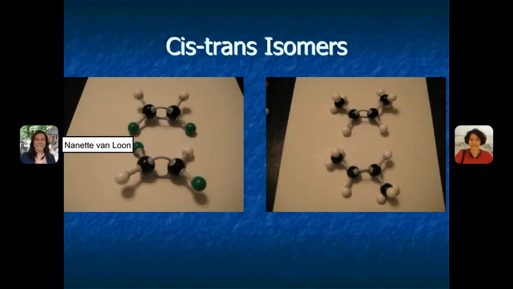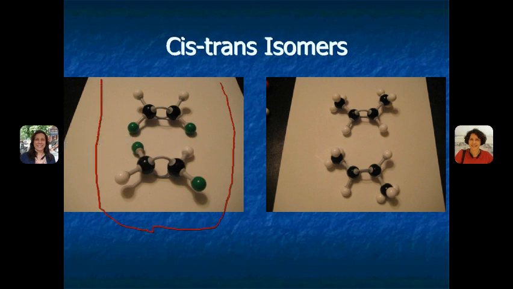The 2 molecules we looked at in the previous slide, 1,2-dichloroethene, that isomer pair is shown over here using plastic models to make the molecules. The double bond is here, and then the 2 chlorines are represented by the green balls. So you see the cis isomer on top and the trans isomer on the bottom.